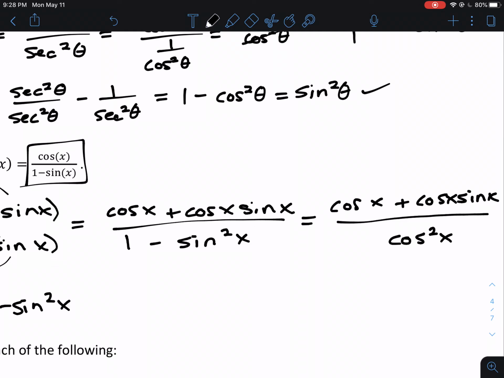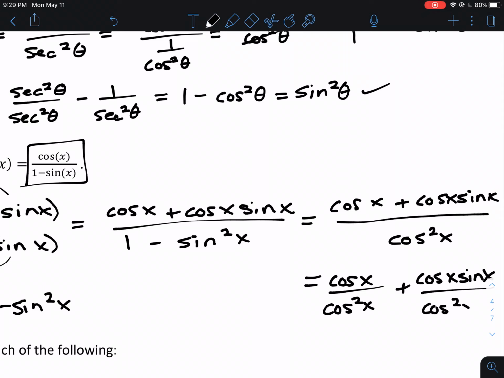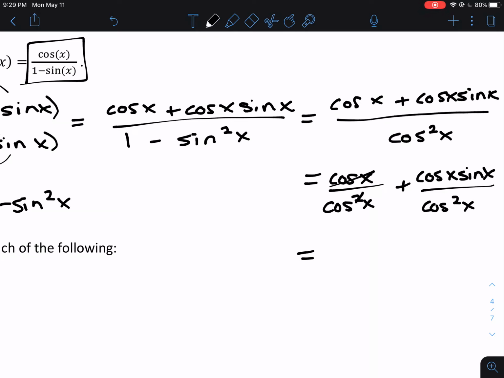Okay, well, we're getting closer. Let's go ahead and do a little bit more simplifying. So at this point, let's break apart our fraction. So we'll have cosine of x over cosine squared x plus cosine of x sine of x divided by cosine squared x. Okay, getting a little bit closer. Let's do some simplifying. Cosine of x is going to cancel with one of these cosine of x's, so that leaves you with 1 over cosine of x. The second fraction, we're going to again cancel out cosine of x with one of these cosines of x, which gives you sine of x over cosine of x.